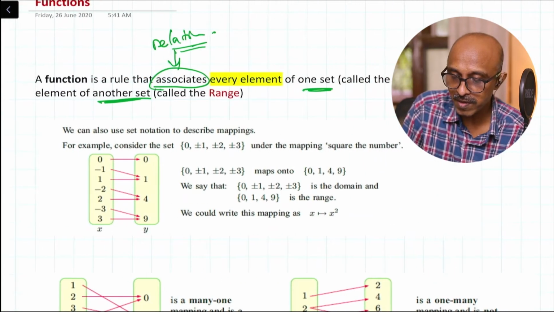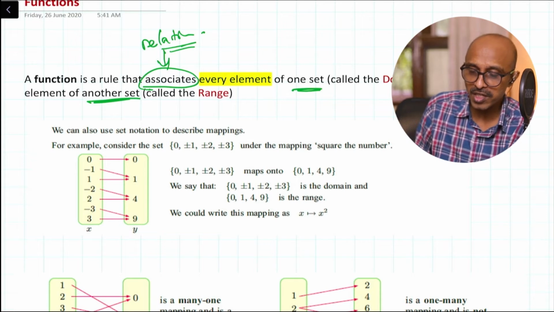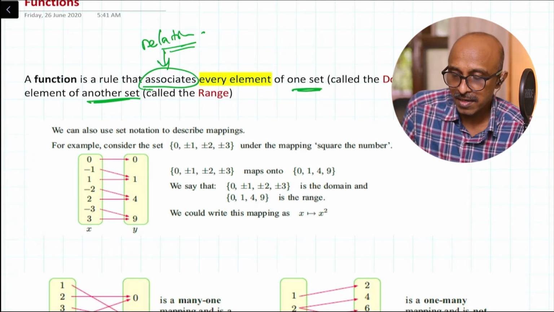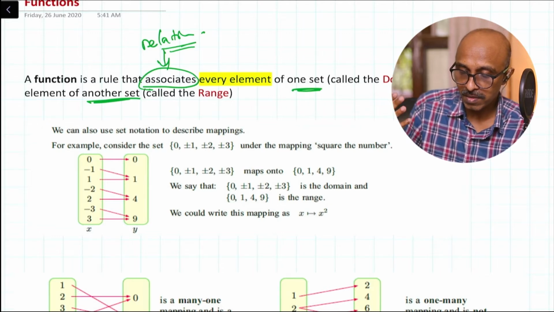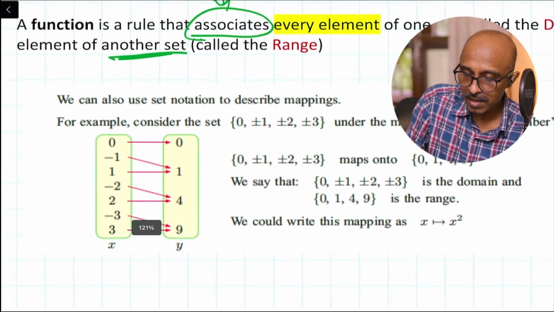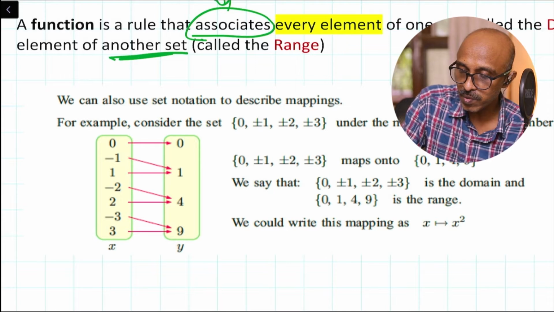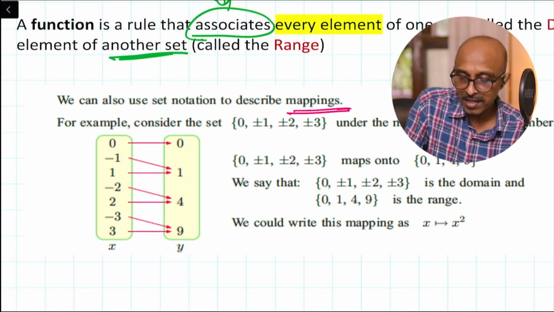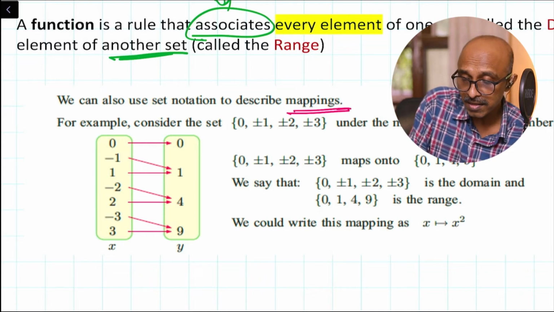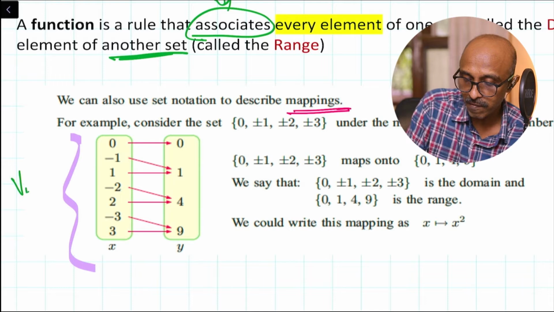So let's get back to our definition. It says a function is a rule that associates every element of one set called the domain with one element of another set, which is called the range. Now, in the textbook, can you see this? They've used the word mappings. We can use set notation, and they've used this set notation. By the way, this particular notation is called a Venn diagram.